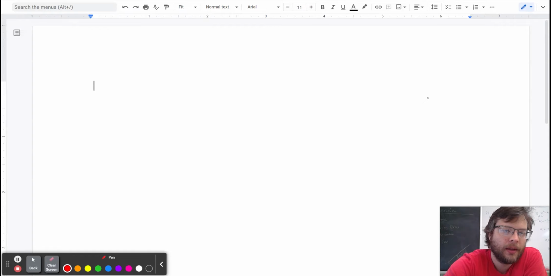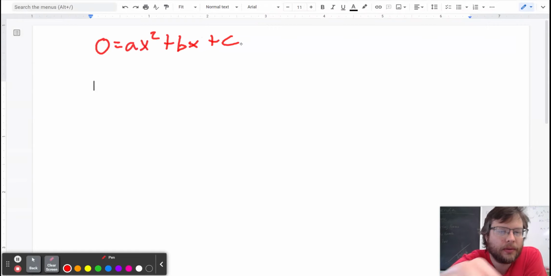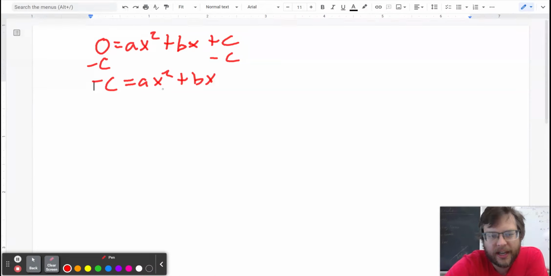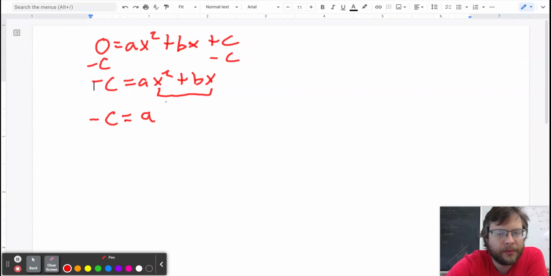So what we start with is our standard form, ax squared plus bx plus c. And what I'm going to do is try to get x by itself. So I'm going to take away c from both sides, and I see negative c equals ax squared plus bx. And the tricky thing is I've got x showing up in two different spots right there. So what I'm going to do is try to get x all by itself.